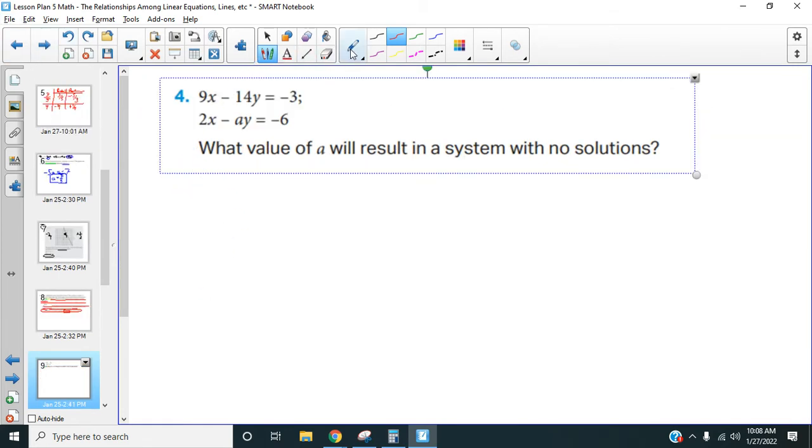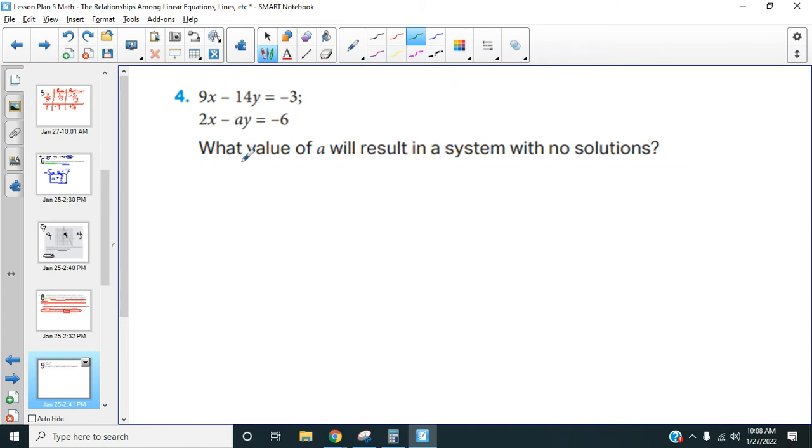I'll work this out with you right now. All right. So what value of A will result in a system with no solutions? Now, if you have a system with no solutions, you usually have some kind of thing like this at the end. Somebody give me a number. It'll look like that, right? Something like this, where it makes no sense. In order for this to happen, the variables have to be eliminated, right? So we have to use elimination and figure out what A would have to be.